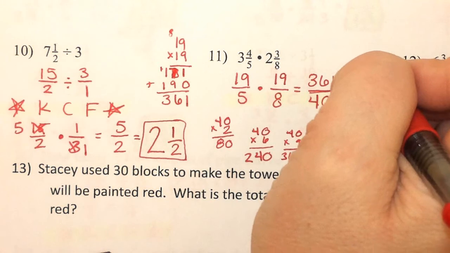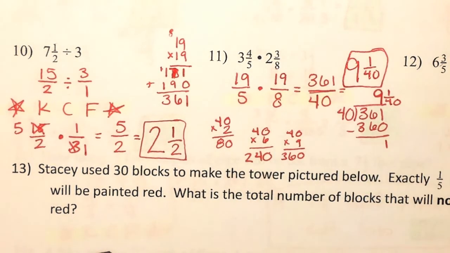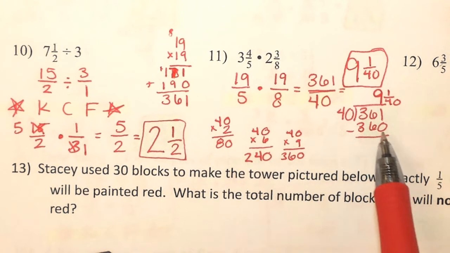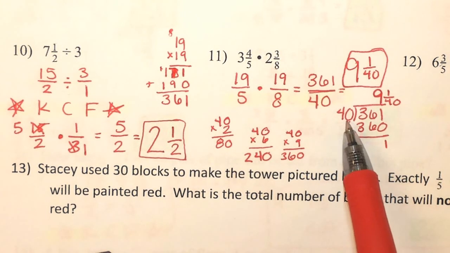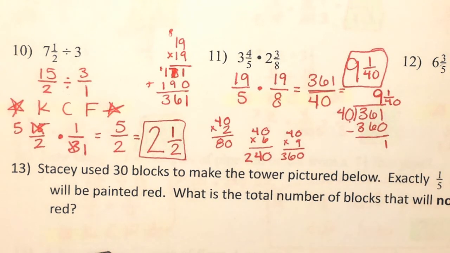So I get 9 and 1 over 40. And I'm going to write that bigger right here. 9 and 1 over 40. Okay? All right? Questions about that? So guys, if you have a number like this where it ends in a 0, really you're just multiplying the first thing and adding the 0. That'll make it easier to pick your number.